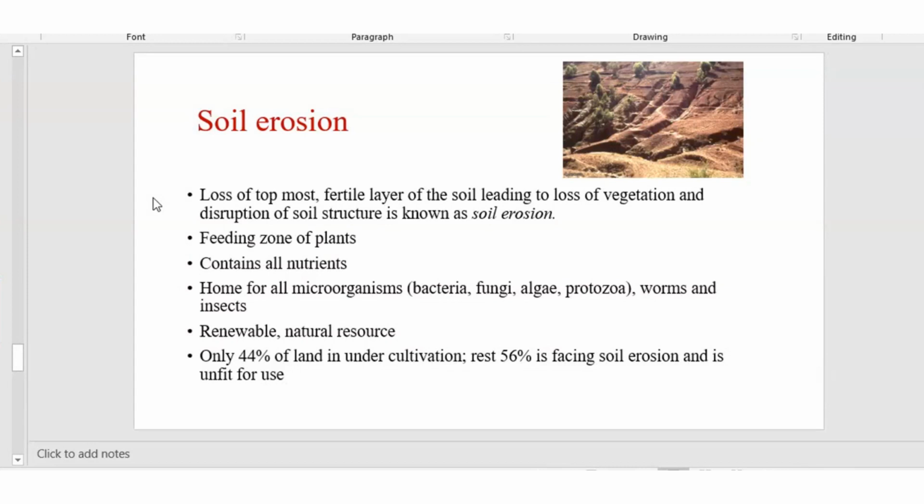So if the uppermost, most fertile layer of the soil is lost, that is known as soil erosion. The uppermost layer is also known as the feeding zone for plants, because it contains all the essential nutrients in usable forms. Apart from that, it's also home for almost all microorganisms, unless we're talking about waterborne or airborne microorganisms. So a huge diversity of soil-borne microorganisms like bacteria, fungi, algae, protozoa, a lot of insects, their larvae, and worms are present in soil. So it's also home for all these organisms.